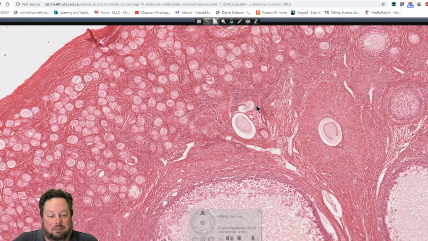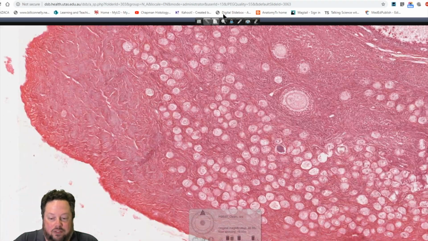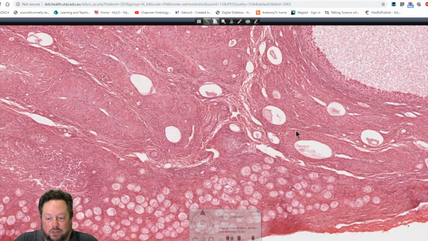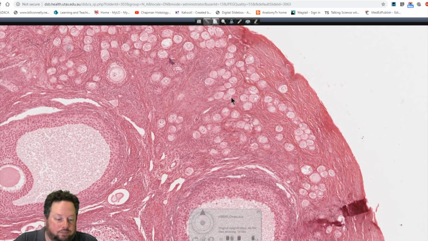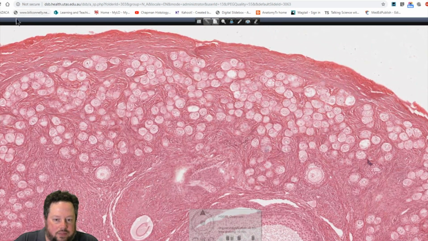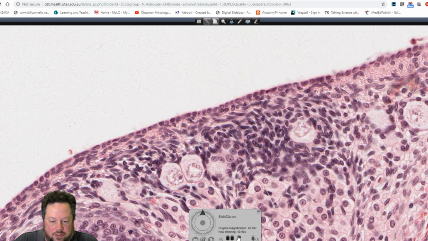So our multilaminar then continues development. I'm trying to find a small antral follicle if it's possible, so we can show an early secondary. I don't think we have one in this section. There might be one in this other section here.